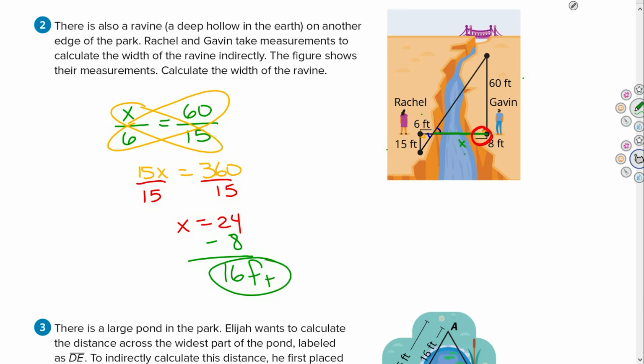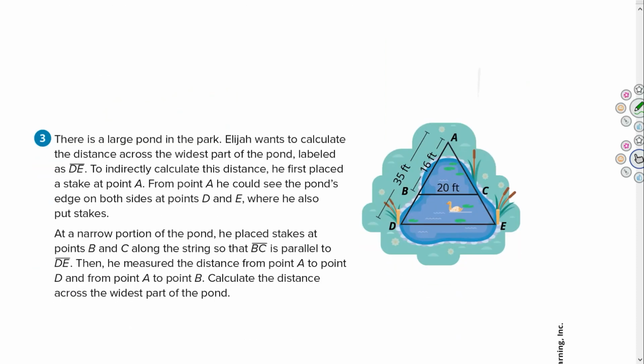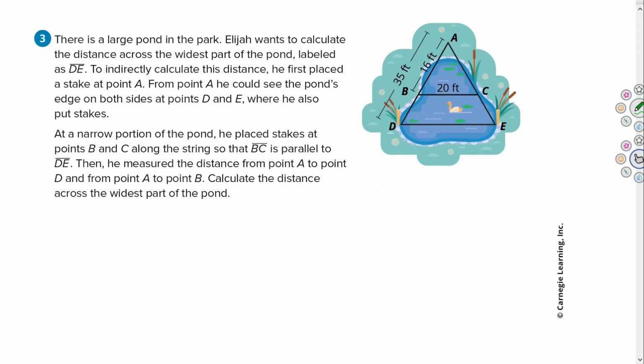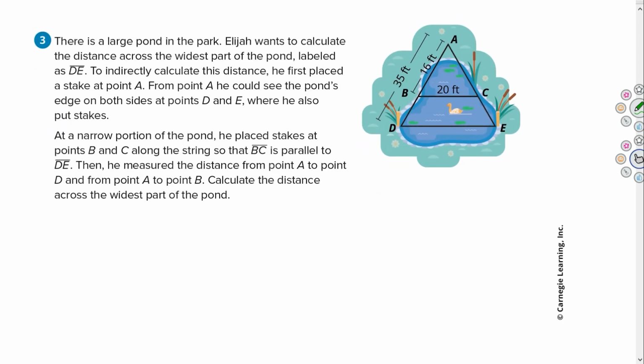Let's do one more like this. There's a large pond in the park, and Elijah wants to calculate the distance across the widest part of the pond. I'm not sure what kind of park these people are at. They want to measure lengths of stuff, but I don't know. Labeled as DE. So I want to know how long this is, x.